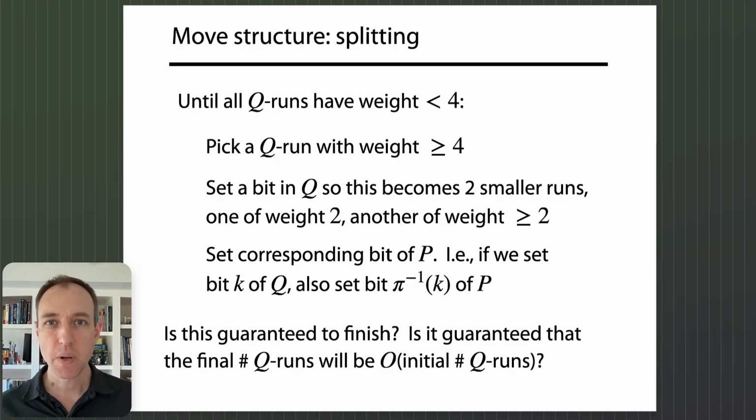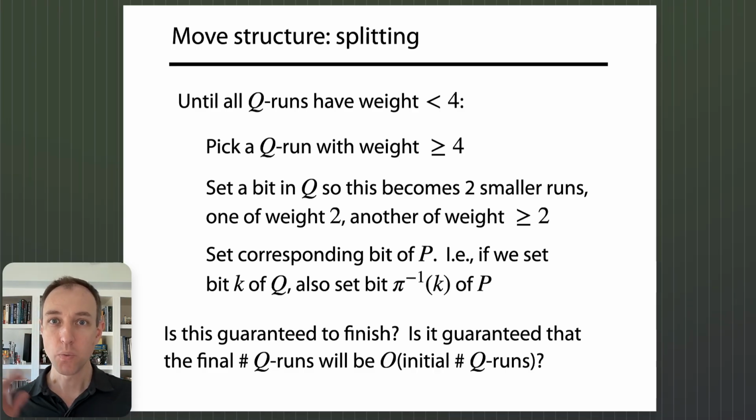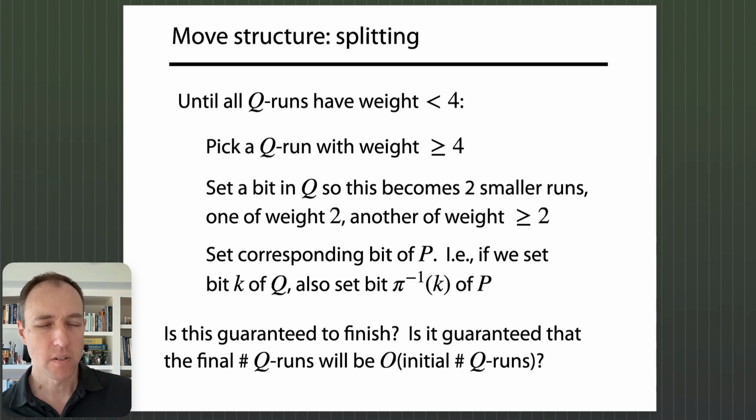So if we just iterate this process again and again until we reach a point where all of the Q runs are under our threshold, right? None of them have 4 or greater weight, then we can declare victory. But it's not yet clear whether this is a procedure that's going to stop. And furthermore, it's not clear if the number of times it's going to split runs into smaller runs is going to perhaps cause a problem.